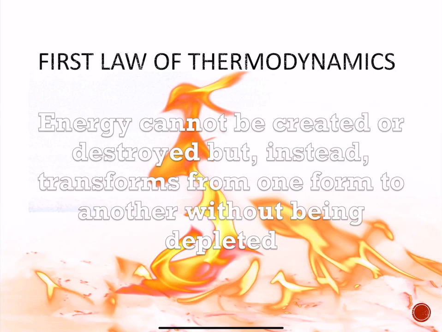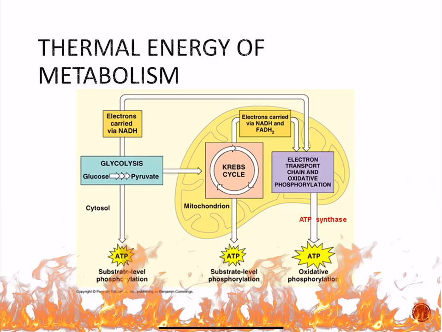And so when you exercise, there is the thermal energy of metabolism. When you have the cellular events of energy metabolism, heat is released. So when you're making all of that ATP, it is not a purely efficient process. Heat is released, and it's released into your body.